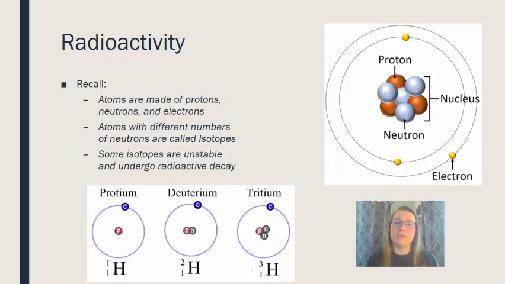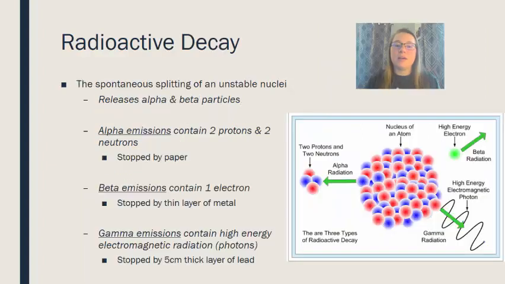Recall that atoms are made of protons, neutrons, and electrons, and if you have an atom with a different number of neutrons, we call that an isotope. And isotopes, if they are unstable, can go through this process called radioactive decay. Now, radioactive decay is the spontaneous splitting or breaking apart of unstable nuclei, and this can release alpha and beta particles, or alpha, beta, or gamma radiation.